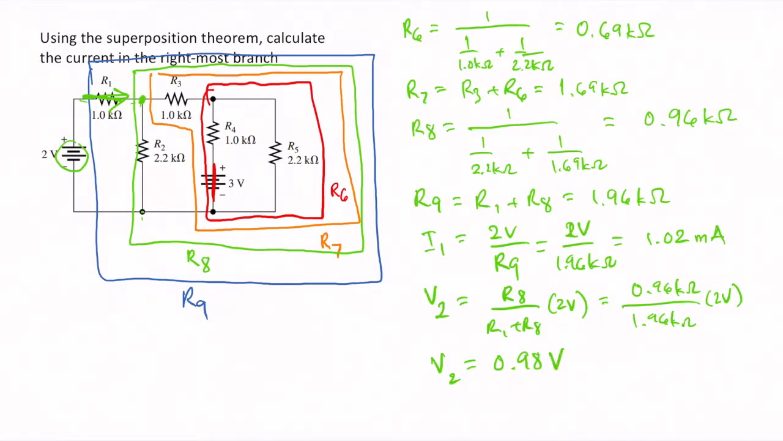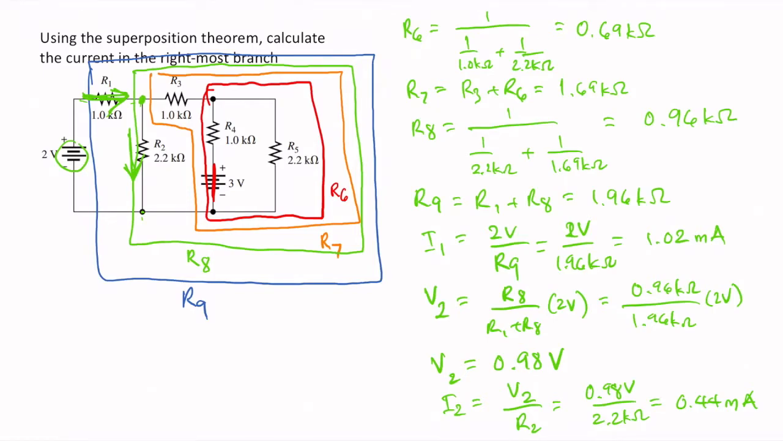Which means that the current I2 is equal to V2 divided by R2, which is 0.98 volts divided by 2.2 kilo ohms, or I2 is equal to 0.44 milliamperes. So we have 1.04 milliamperes going through here and then 0.44 milliamperes going through here. The rest is going to R7.